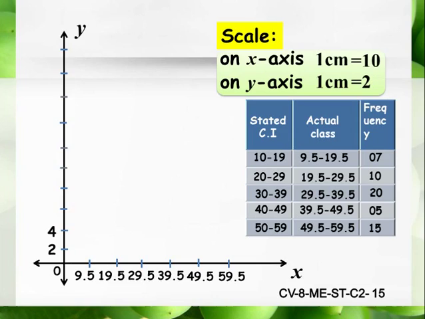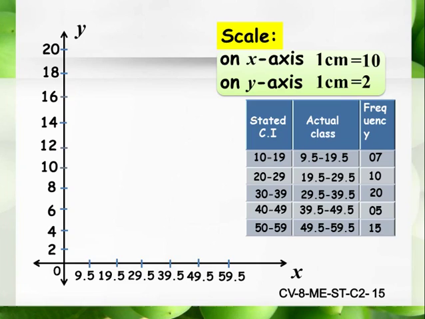Now, we shall draw the histogram for the given data. The data is between 10 to 19, 20 to 29, 30 to 39, 40 to 49, 50 to 59, and the respective frequency is given in the third column. What we have done here is convert the given inclusive class interval into actual exclusive class interval.